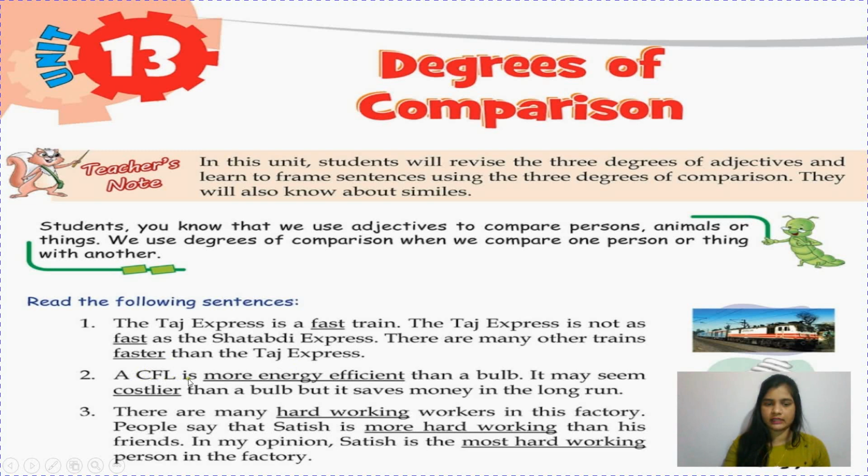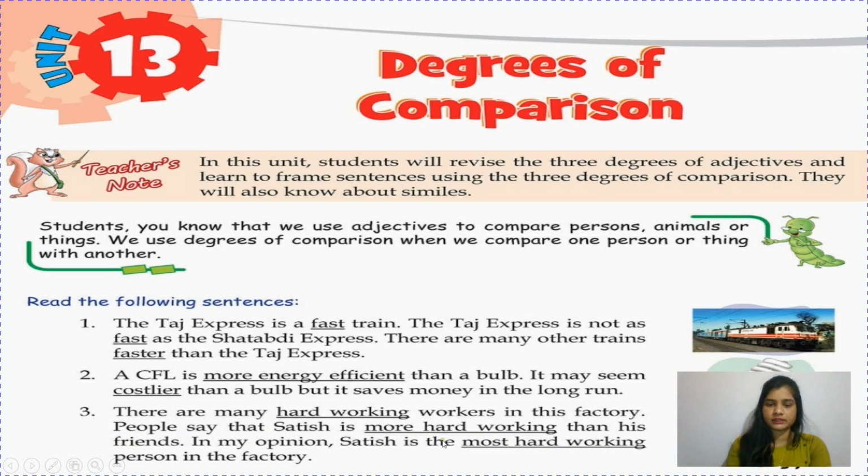A CFL is more energy efficient than a bulb. Children, we cannot add er or est here. Why? Because there are two syllables here, so we have written more. It may seem costlier than a bulb, but it saves money in the long run. There are many hard-working workers in this factory. People say that Satish is more hardworking than his friend. Children, here we are doing comparison, so we have written more.